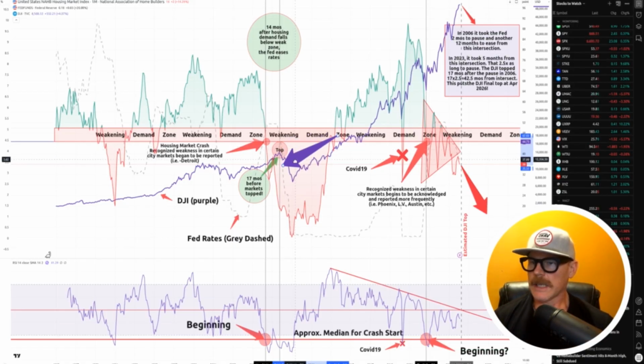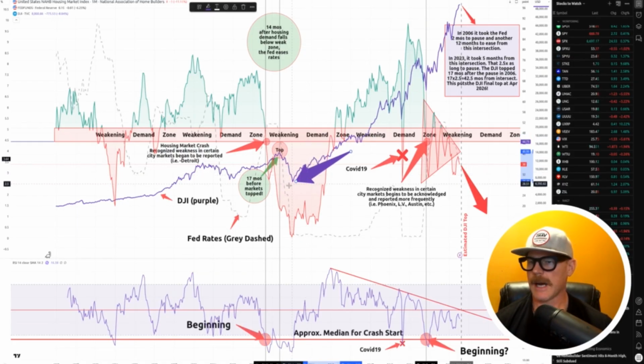And then once the housing market fell and bottomed, that is when the Dow Jones Industrial Average began to pay attention and fell and bottomed nearly the same time, a little bit after. I think the housing market had bottomed about a month before.